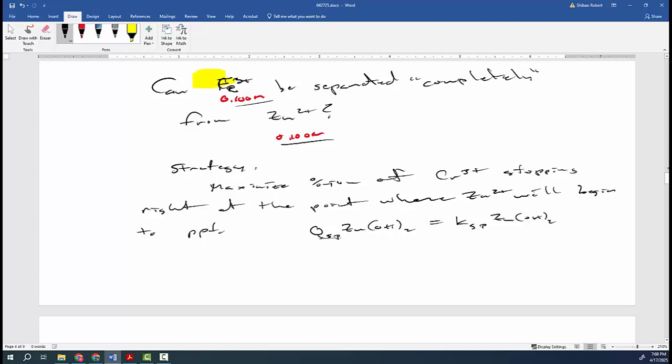Okay, so the strategy here is we want to maximize the precipitation of iron 3 plus. Again, I made a mistake here. Let me fix that here.